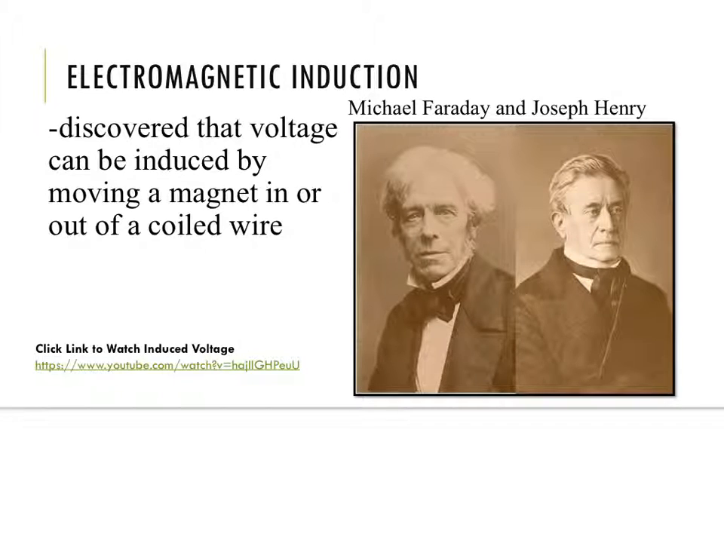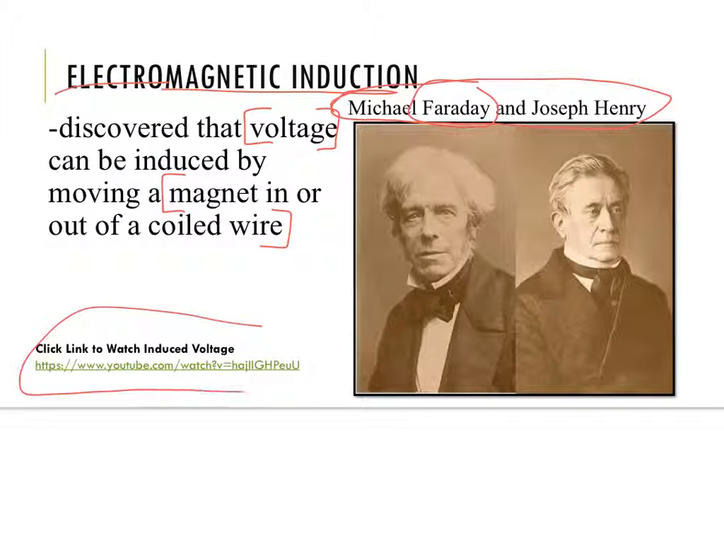To do so, we're going to start off with Michael Faraday and Joseph Henry. These are two physicists that were working on the same idea at the same time, though Michael Faraday gets credit for electromagnetic induction. And basically what electromagnetic induction is, is that you actually can create voltage by simply moving a magnet in and out of a coiled wire.